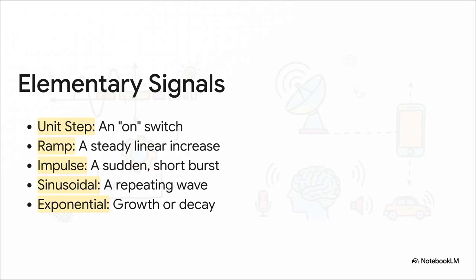Now, the cool part is that engineers don't have to build every complex signal from scratch. They have this set of basic building blocks, these elementary signals that are kind of like Lego bricks. You've got the unit step, which is basically like flipping a switch to on. The ramp, which is just a steady, constant increase. The impulse, that's a sudden, massive burst of energy. And then you have the more familiar ones, like sine waves and exponential curves that describe everything from radio waves to how money in a bank can grow.